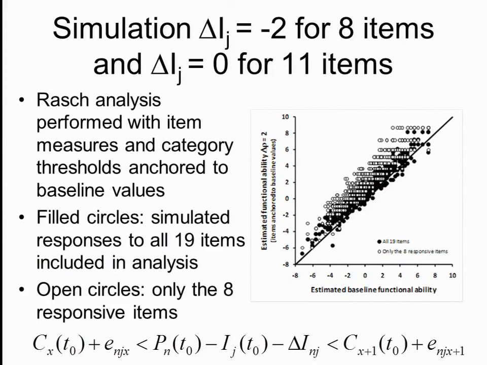And so the black dots are the person measures with all 19 items in there, but all the measures anchored. The open circles are the person measures with only the 8 items that changed, and the other 11 items being deleted, still using the same anchoring. So you're seeing a change in the person measure.